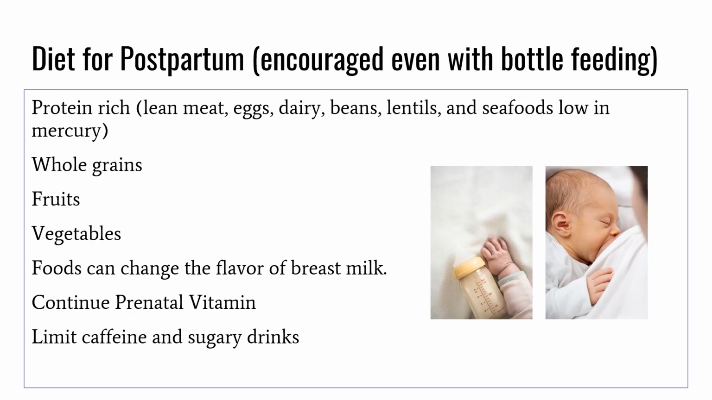Postpartum diet. As I talk through this slide, please keep in mind that patients who choose to bottle feed their newborn should also be encouraged to make healthy choices. When breastfeeding, this helps fuel milk production. This includes protein-rich foods such as lean meat, eggs, dairy, beans, lentils, as well as seafood low in mercury. Patients should choose a variety of whole grains as well as fruits and vegetables.